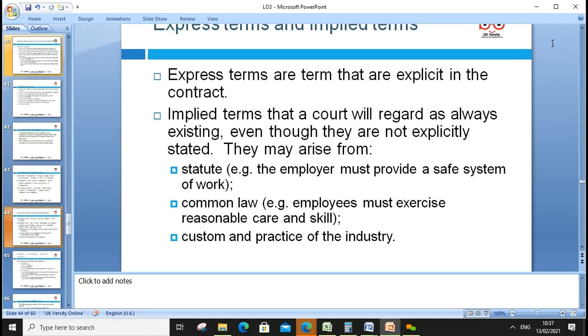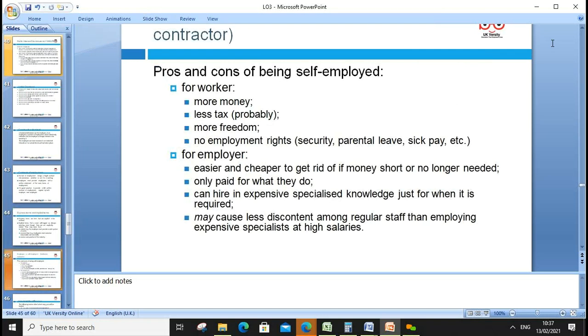Yes, the contract of employment implies the right to get the employment contract. So employers should make terms and conditions clear and written. There are express terms that are explicit in the contract, and implied terms that the court will regard as always existing, even if you don't state them, like the Health and Safety Act and the Data Protection Act, which are automatically law and everyone is supposed to follow them.